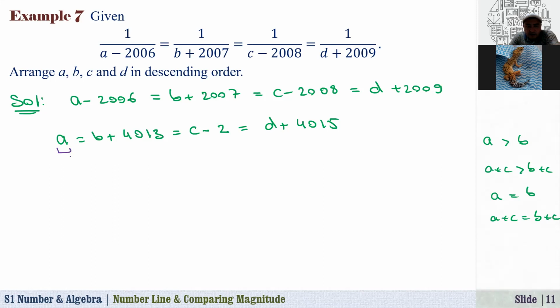Actually, what is A? If you just add 4013 to B, then it's equal to A, right? And if you subtract 2 from C, then it's equal to A, right? And if you add 4015 to D, then it is A. Now from here, what can we see? Since we are subtracting 2 from C to get A, C is the greatest. And after that, the second one is A.